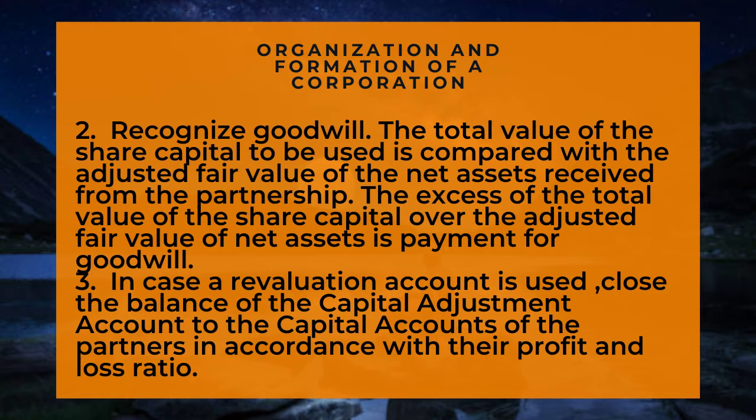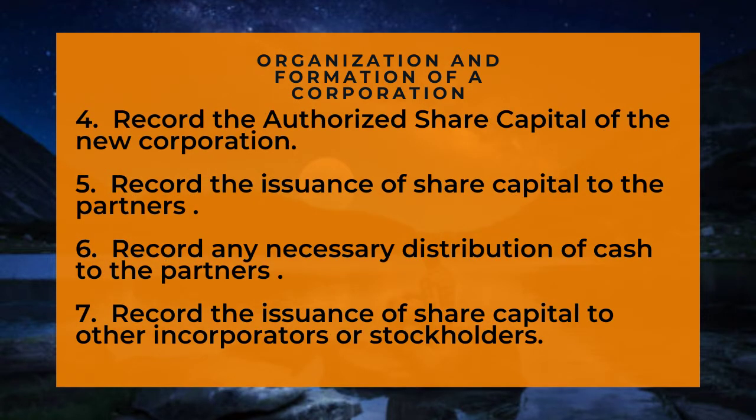The excess of the total value of the share capital over the adjusted fair value of net asset is payment for goodwill. Number 3. In case a revaluation account is used, close the balance of capital adjustment account to the capital accounts of the partners in accordance with their profit and loss ratio. Number 4. Record the authorized share capital of the new corporation. Number 5. Record the issuance of share capital to the partners. Number 6. Record any necessary distribution of cash to the partners. Number 7. Record the issuance of share capital to other incorporators or stockholders.